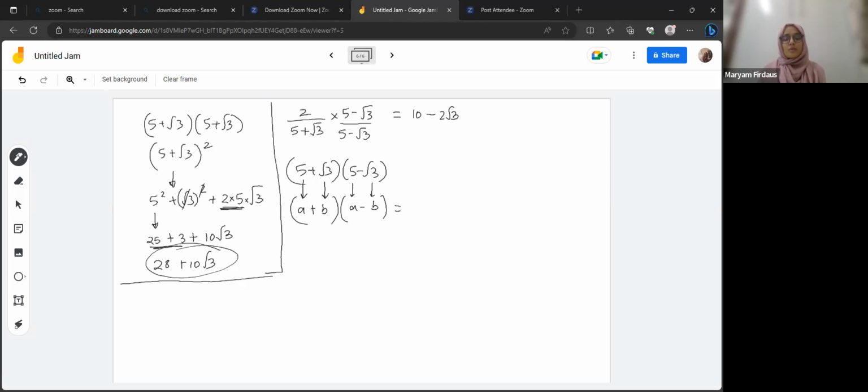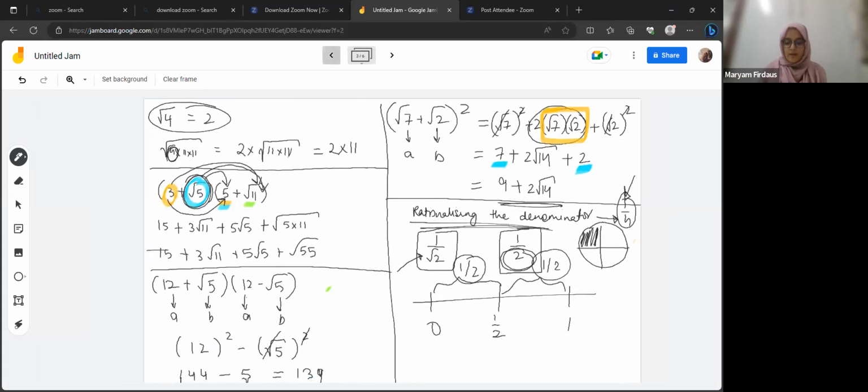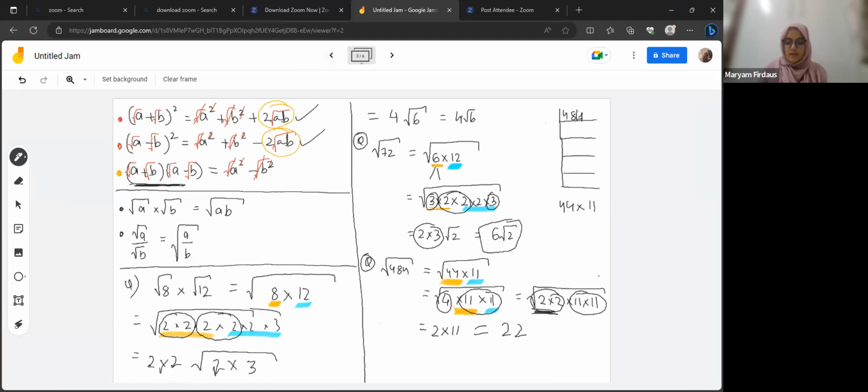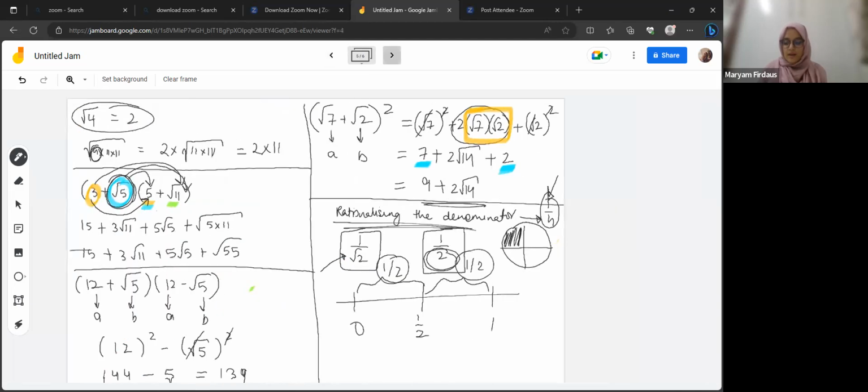Forgot so soon? What is A plus B into A minus B? Okay, look, A square minus B square. Yes, it is A square minus B square, right?